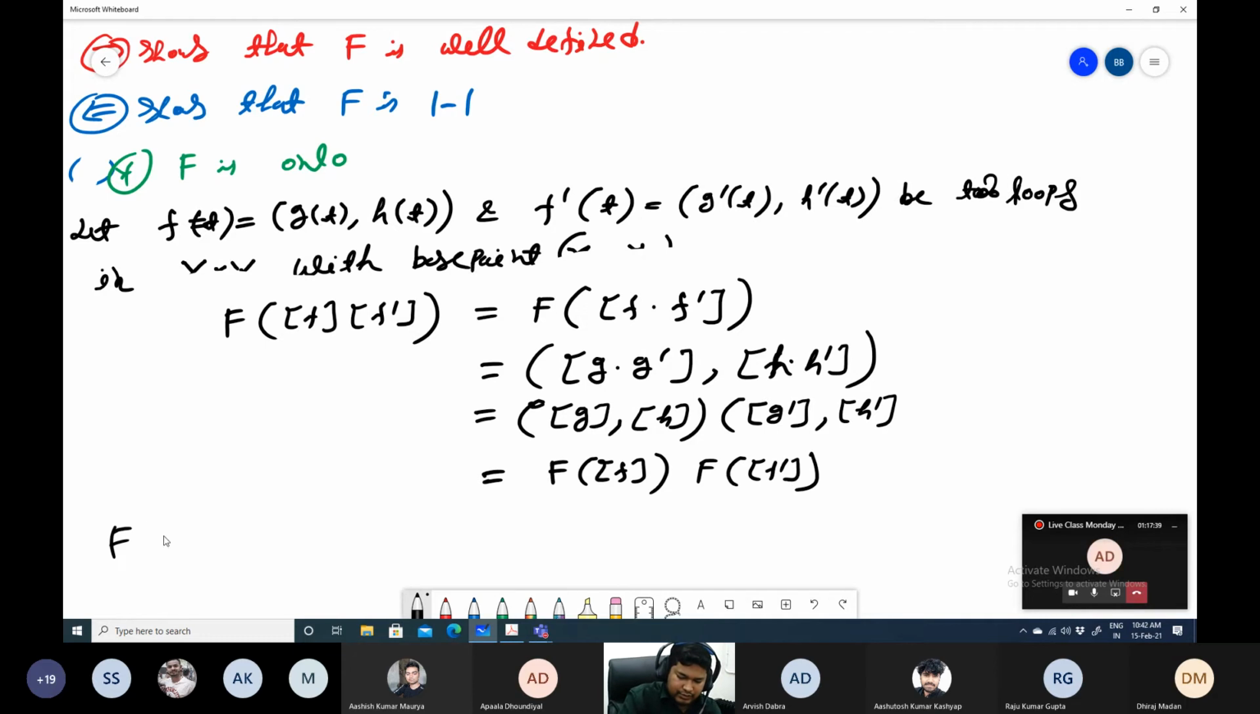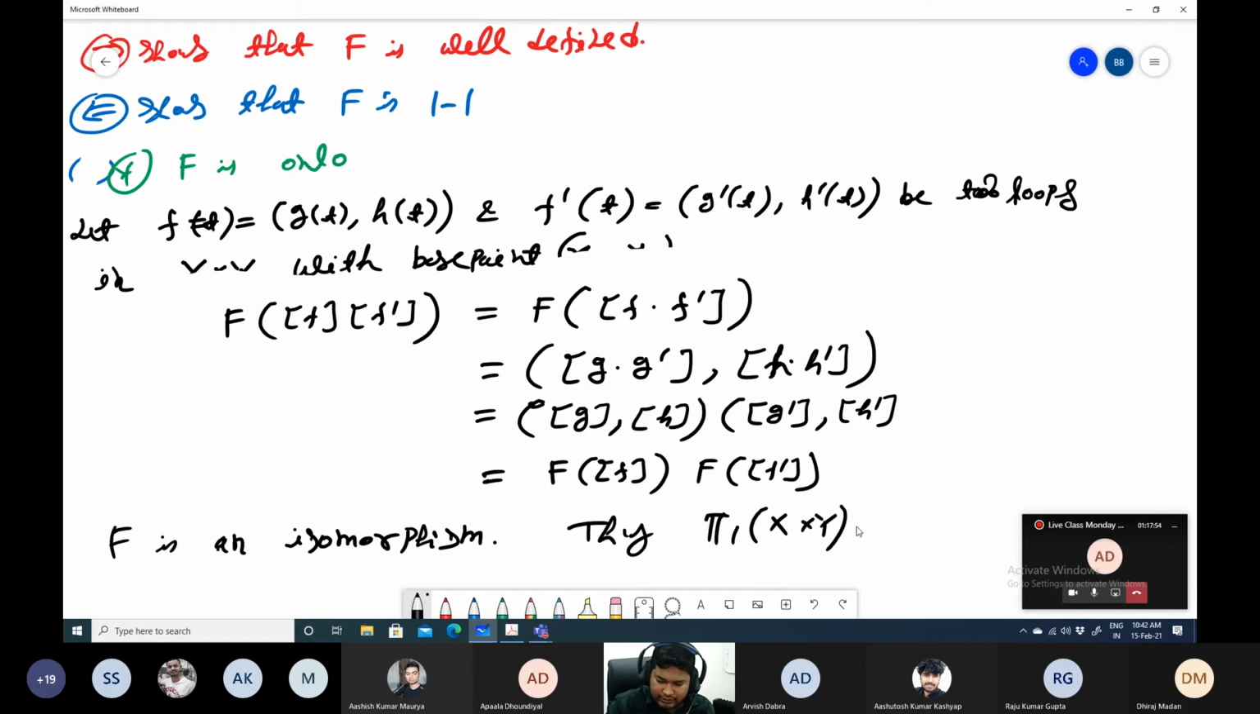So therefore, f is a homomorphism and bijective, so f is an isomorphism. So thus we have this: pi1 of x cross y is isomorphic to pi1 of x product with pi1 of y. That is also a simple one. We just have to follow the way we have to prove it.